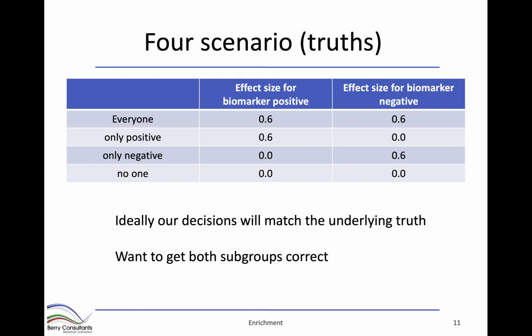So I need to start thinking about a trial that gets all of these situations correct. Ideally, whatever our underlying truth is, we're going to match that up. And of course, you could have some mix and match of these. So you could have an effect of 0.6 for positives, and maybe it works, but it doesn't work as well in negatives, 0.2. So you have some kind of off-target effects, for example.